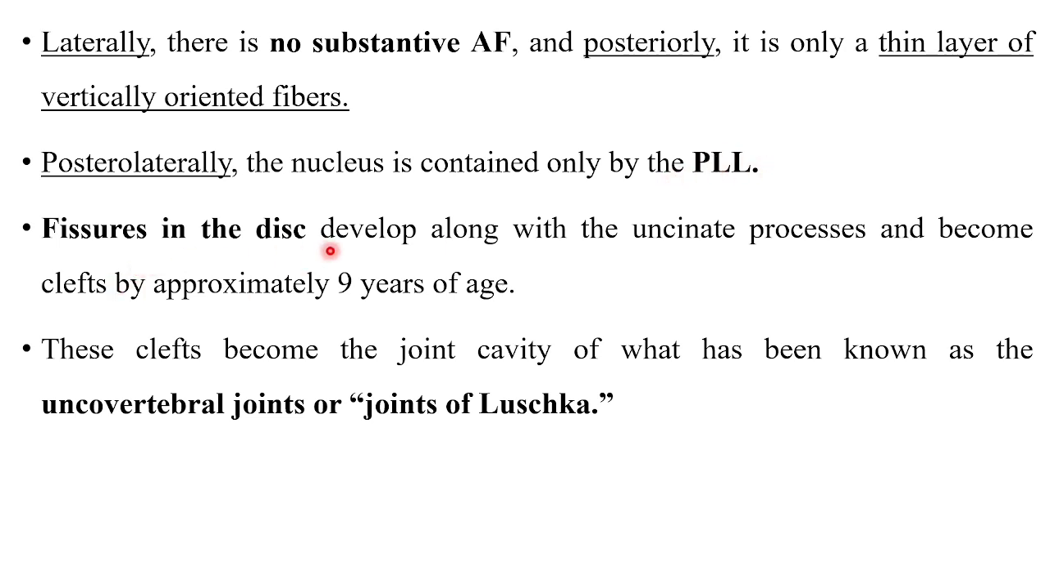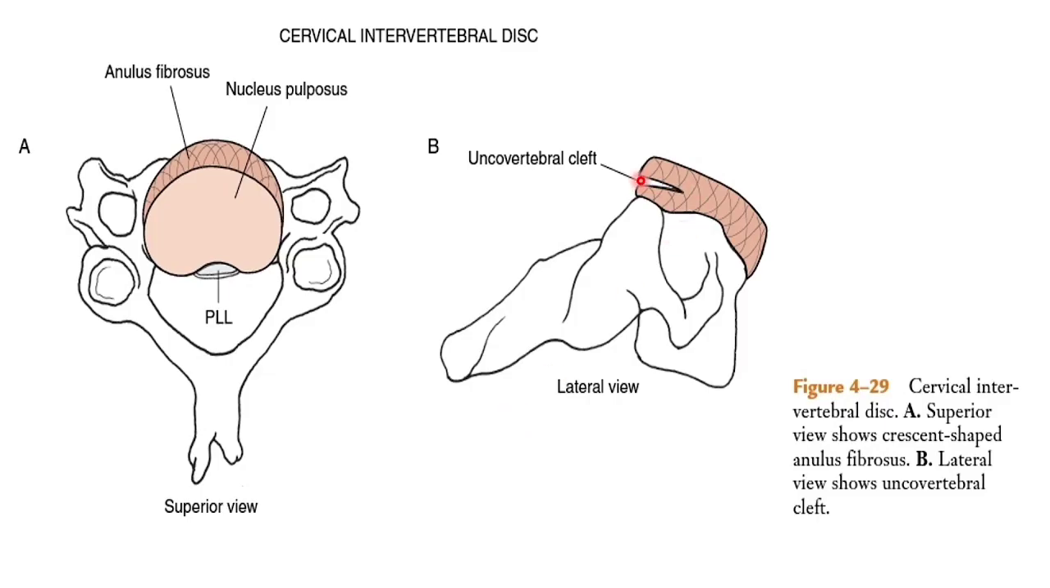Fissures in the disc develop along with the uncinate process and become clefts by approximately 9 years of age. These clefts become the joint cavity of what has been known as the uncovertebral joints or joints of Luschka. So these are the fissures of the anterior annulus fibrosus of the disc of the vertebral column. This particular region or structure is known as the uncovertebral joints or uncovertebral clefts, otherwise known as joints of Luschka.